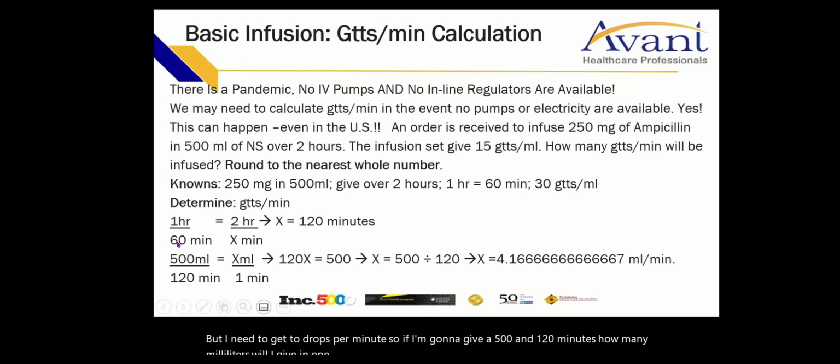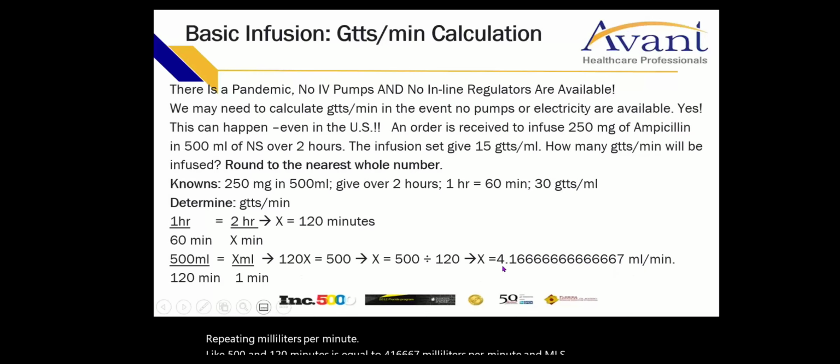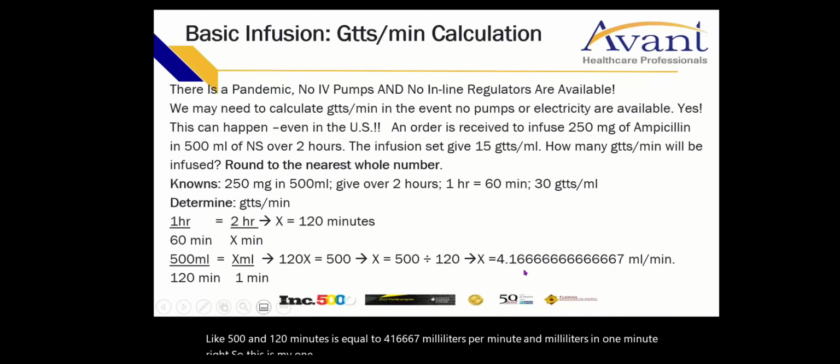When I do that math, cross multiply, 500 times 1 is equal to 120 times X. Right? Then I end up with X is equal to 500 divided by 120. So X is equal to 4.166 repeating milliliters per minute. Right? 500 in 120 minutes is equal to 4.16667 milliliters in 1 minute, right? So this is my 1 minute rate, but I need drops.